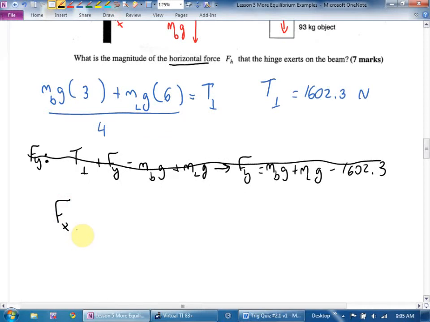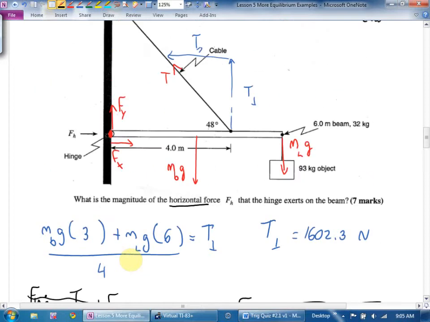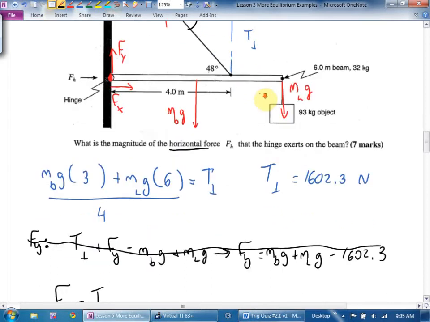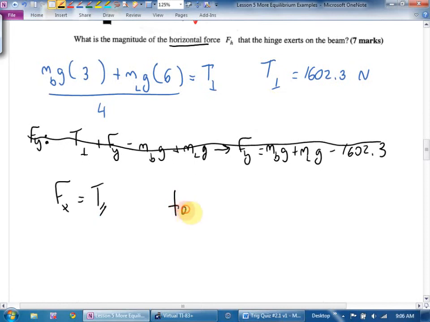FX equals tension parallel. You got me doing it now. I don't know tension parallel. I know perpendicular. Okay, so that's 48 degrees up there. See the Z. How are these two related? Salvage this, Mr. Dueck. Tan? Yes. Tan of 48 equals perpendicular over parallel.